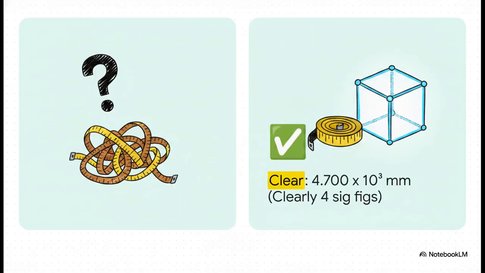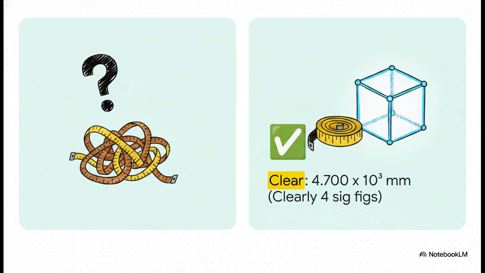Now this brings us to a massive trap that is so easy to fall into: changing units. Say you measure a length as exactly 4.70 meters. Because of that decimal point, those trailing zeros are significant, meaning you have 3 significant figures. Great. But what if you convert that to millimeters? You'd write 4,700 millimeters. Well, suddenly there's no decimal. And according to our rules, it looks like you only have 2 significant figures. You just lost your precision.